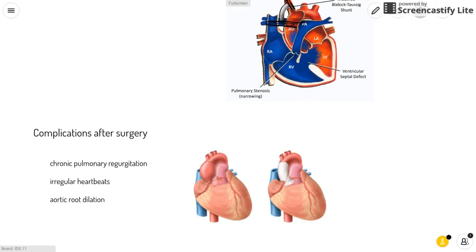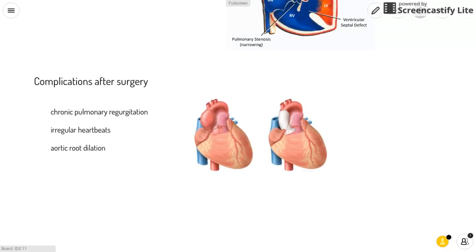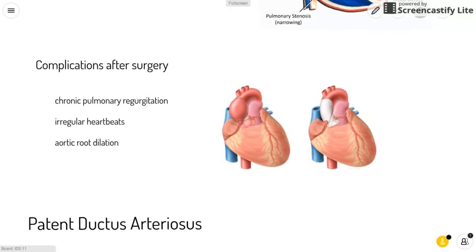Some of the complications after surgery are chronic pulmonary regurgitation, which is when blood leaks through the pulmonary valve back into the pumping chamber, the right ventricle. Another complication is irregular heartbeats, and another one is aortic root dilation, which is when the ascending aorta enlarges. As you can see here, the aorta has puffed up, and this is what a doctor or surgeon has done to repair that.